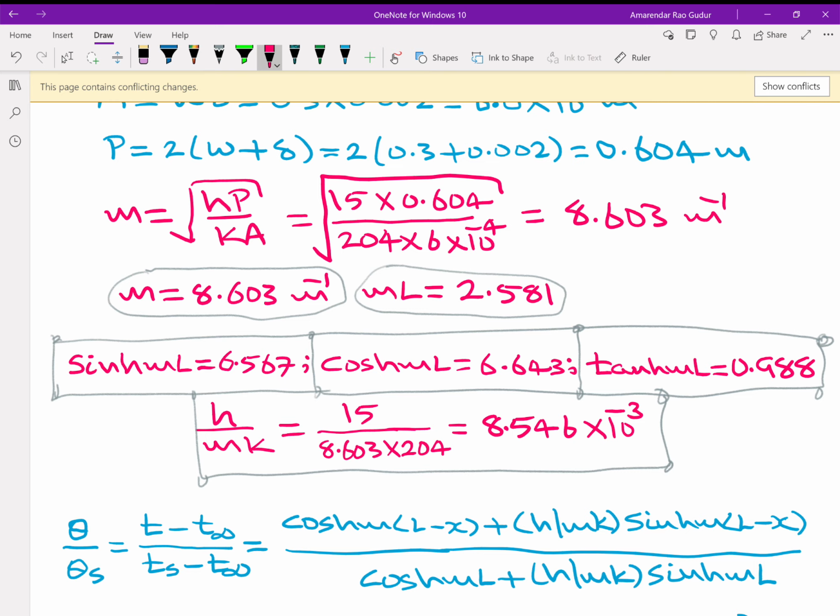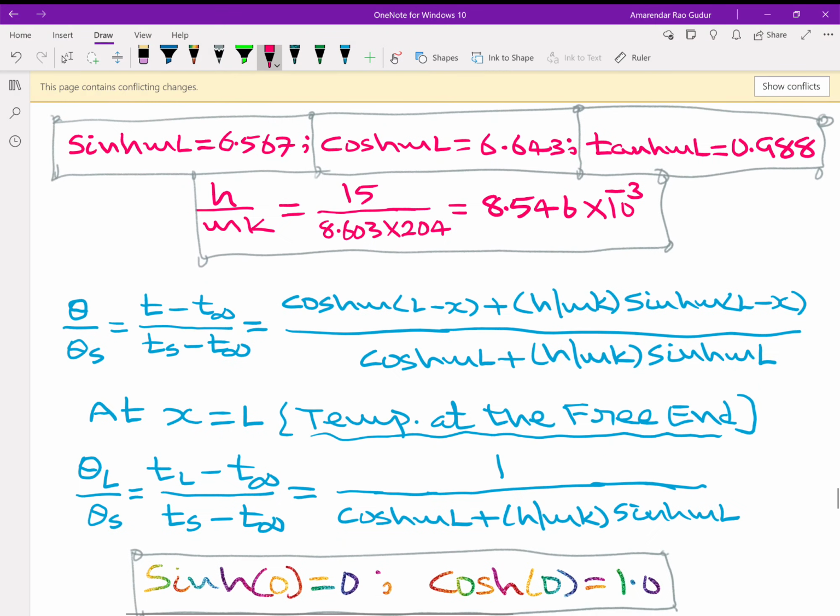They are all dimensionless. Then the temperature distribution in a short fin with free end is given by theta by theta s, which is T minus T infinity by Ts minus T infinity, equal to cosh m(L minus x) plus h by mk sinh m(L minus x), divided by cosh mL plus h by mk sinh mL. Please note that the first term in the numerator and denominator accounts for the lateral contribution and the second terms take care of the end contribution. And we realize that end contribution is going to be very small compared to the lateral contribution. That we are going to realize a little later.